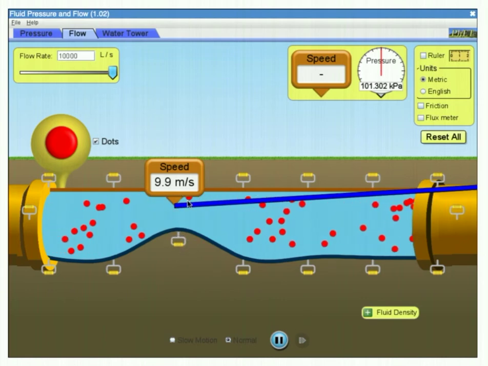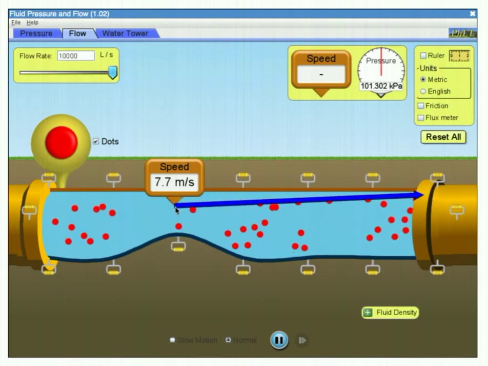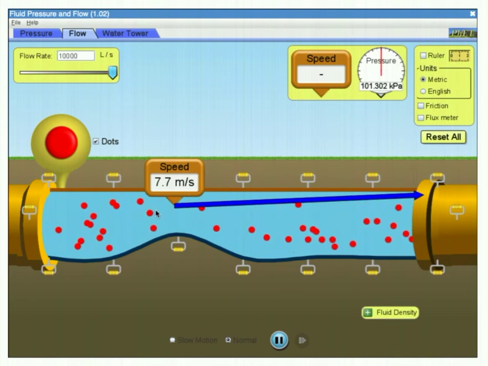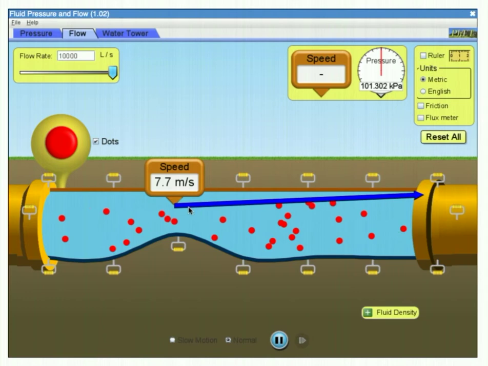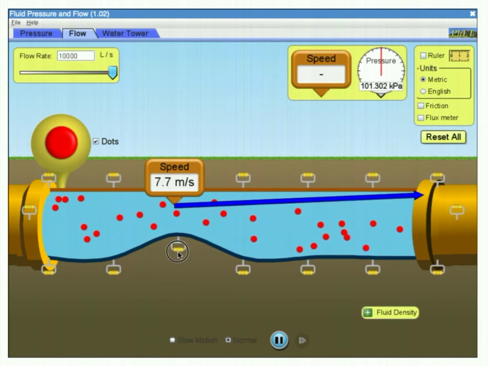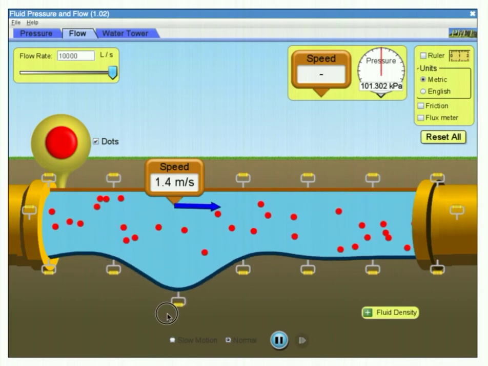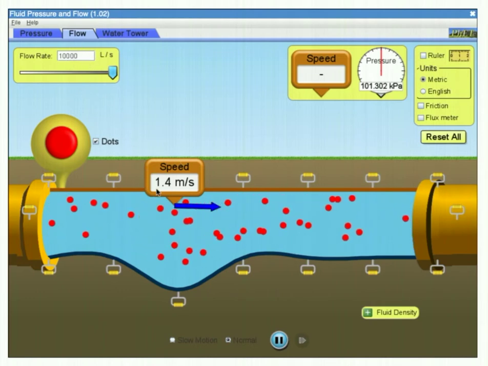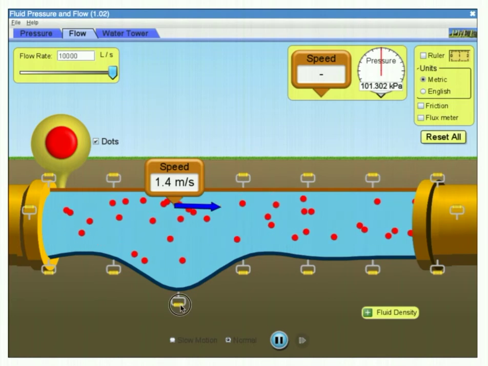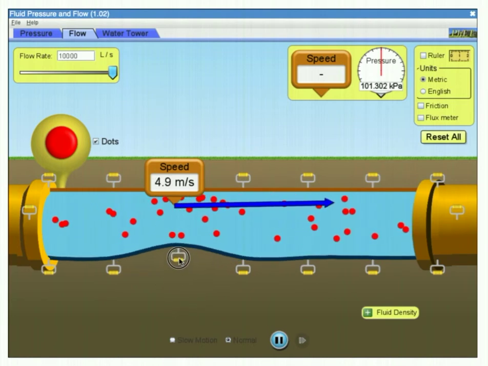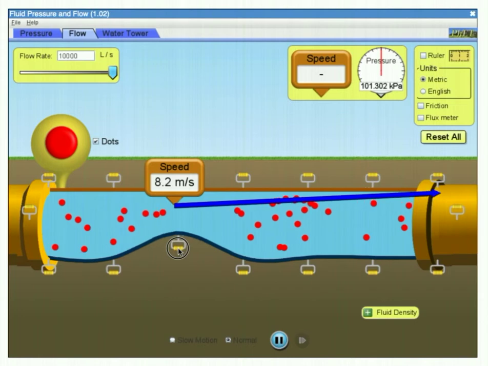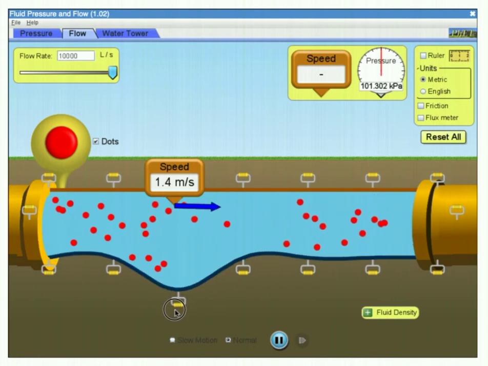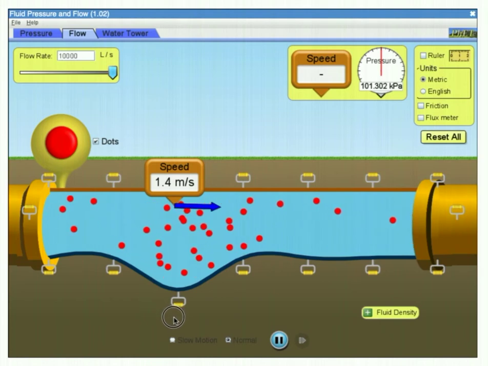So the smaller the cross-sectional area of a pipe, to keep the same flow rate, the particles have to speed up, so the velocity is bigger. And if you make the cross-sectional area of the pipe larger, to keep that same flow rate constant, the velocity has to become smaller. So the smaller the cross-sectional area of the pipe, for the same flow rate, velocity is going to increase. And the bigger the cross-sectional area of a pipe, in order to keep the same flow rate, the velocity is going to decrease.